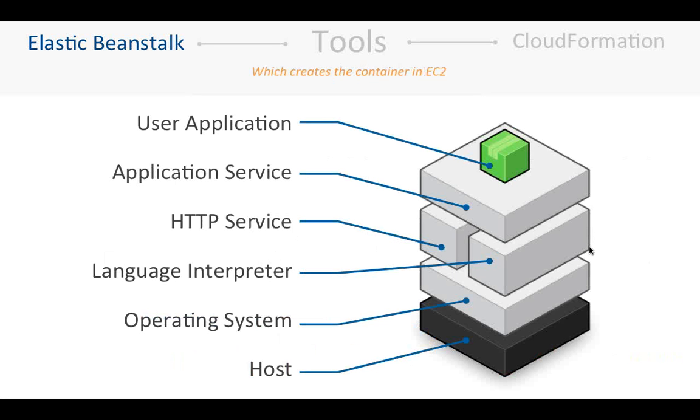So how does Beanstalk work? You just focus on the green part. You create the application business logic code, and you can outsource the rest of the stack to Beanstalk. That includes all of the physical, operating system, language execution environment, web servers, application servers, etc. Beanstalk manages those for you.